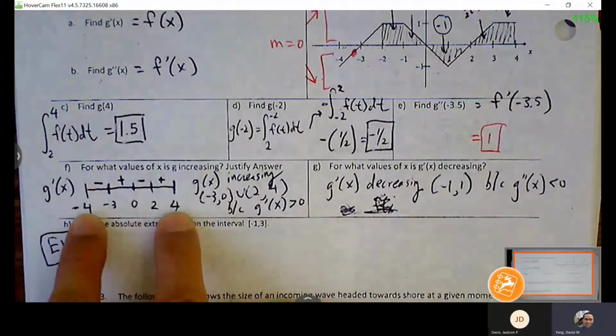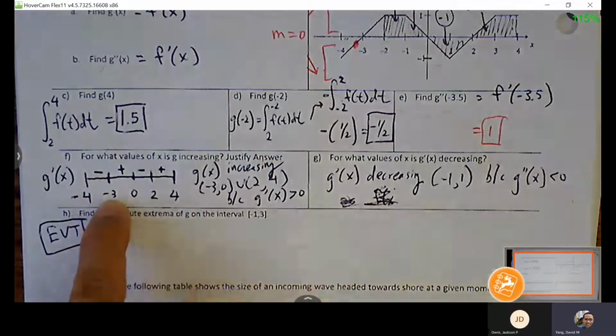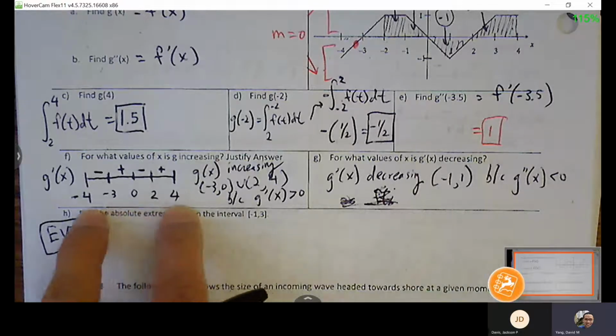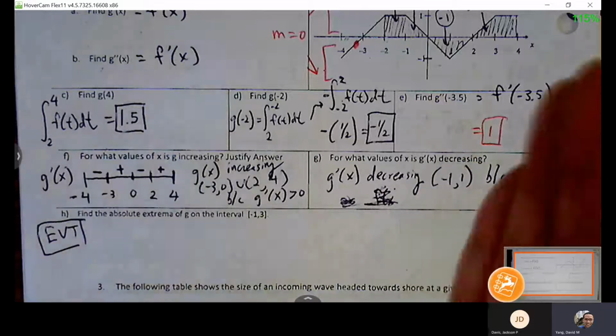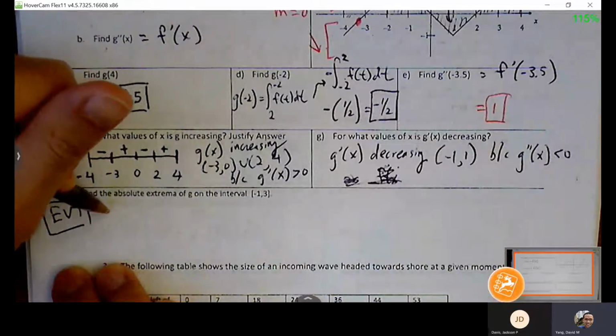So I'm only going to depend on my G prime for that. Anytime there's a change in sign, there's a relative min, a relative max, a relative min. So I'm going to test all 5 points. All 5 points are candidates for absolute max or absolute min. So I'll start off with G of negative 4.